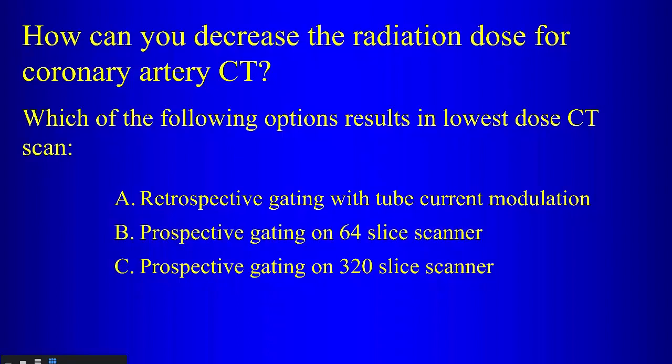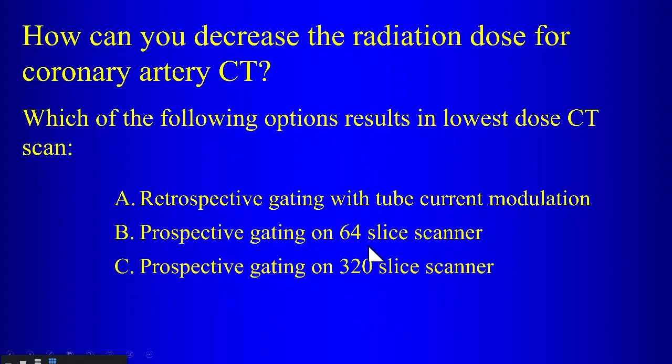Which it might very well turn out to be. Well, remember, this is retrospective gating. Even though you're doing tube current modulation, it's still retrospective gating. So you are getting a relatively higher dose there. So prospective gating would give you a lower dose because you're only going to be imaging during diastole.